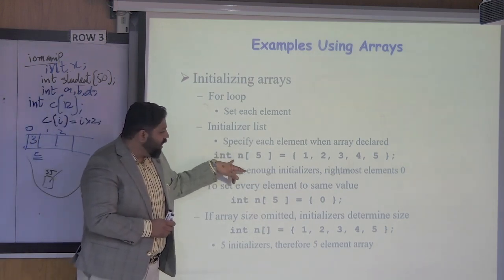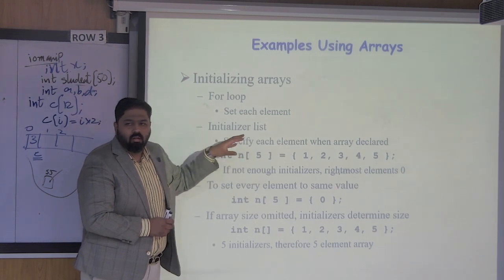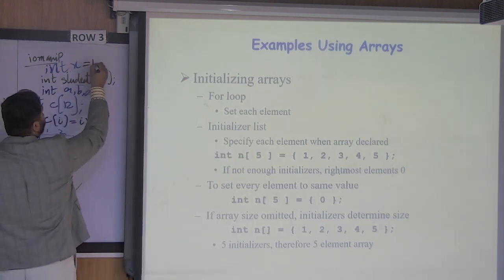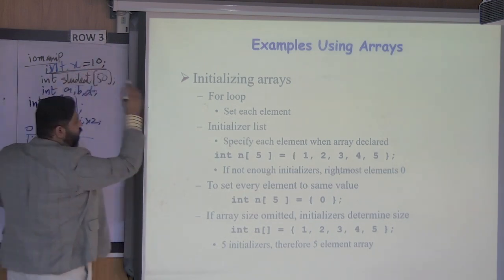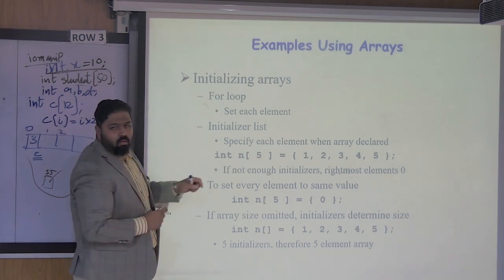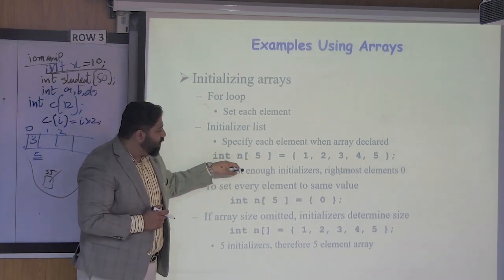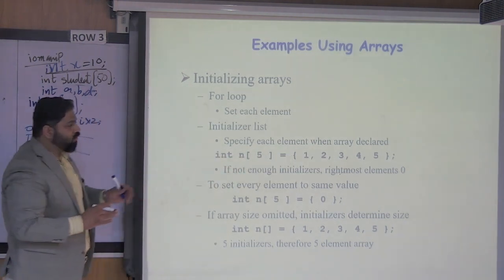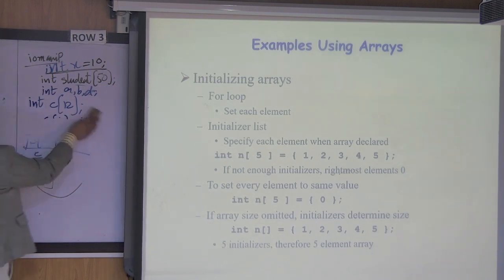You have created an array n of size 5, and just like you give an initializer to x equals 10, how to do this in case of arrays? We do this just like that. Created n of 5 elements of type int equals 1, 2, 3, 4, 5. Curly brackets close, semicolon. After writing this line, what is the state of the memory? Let's see that.